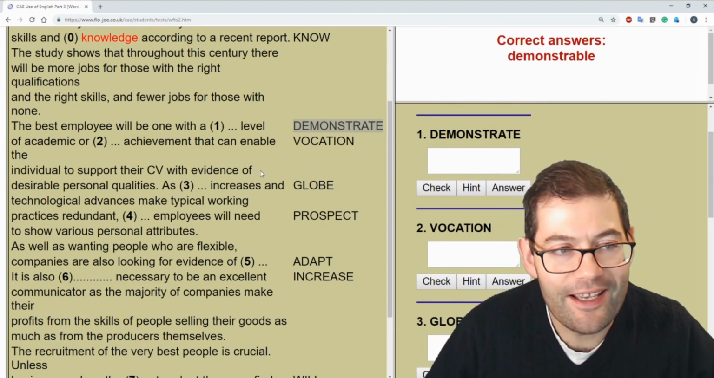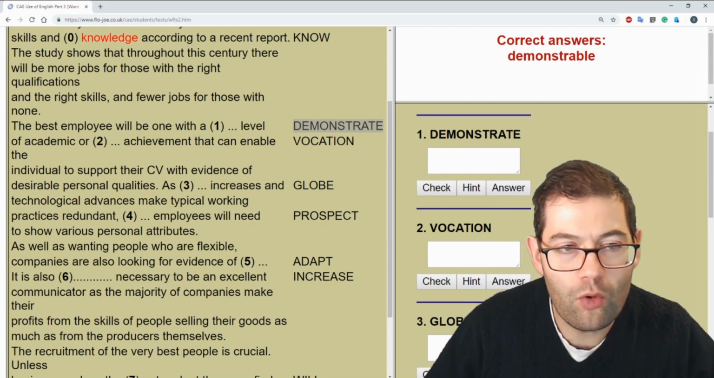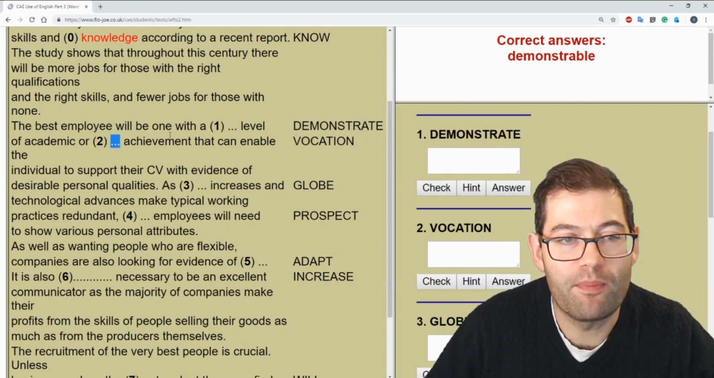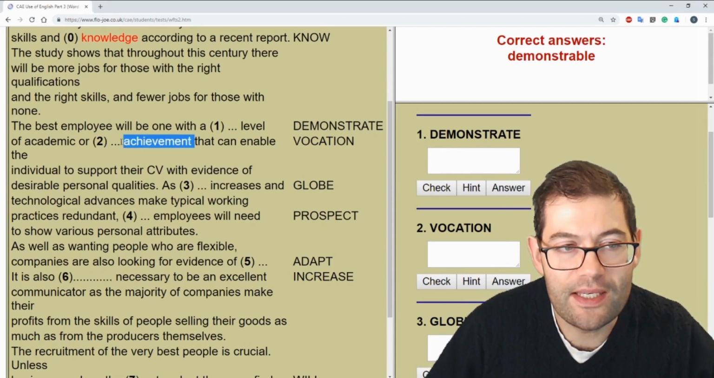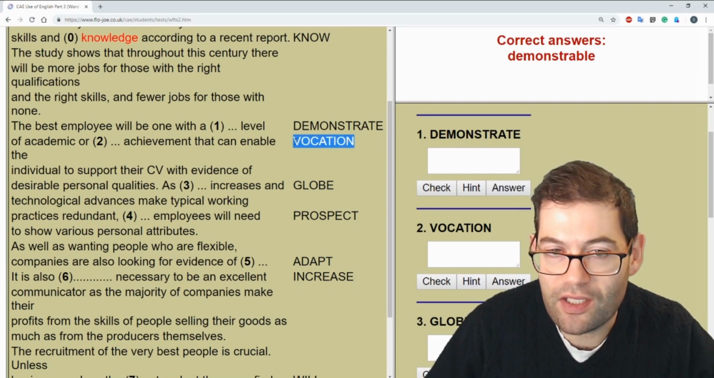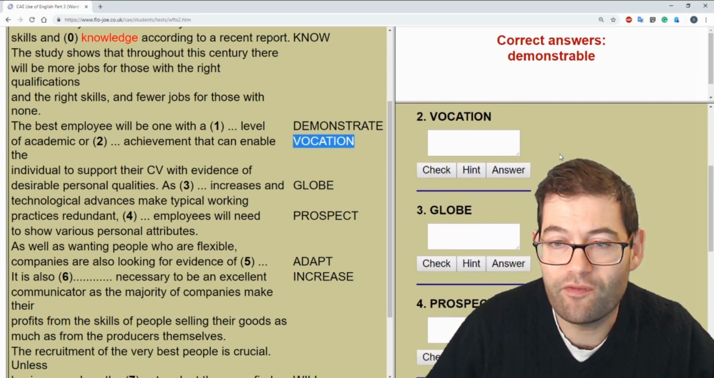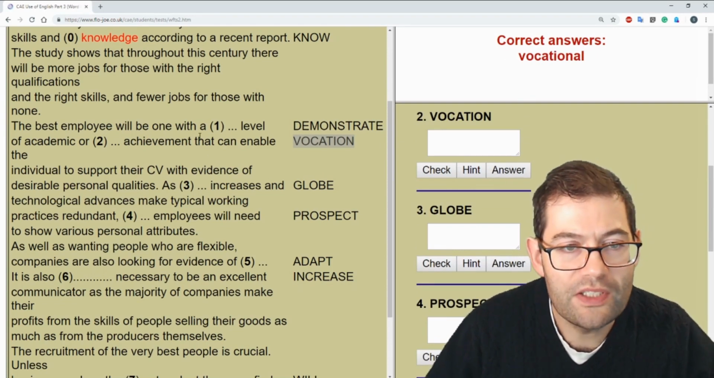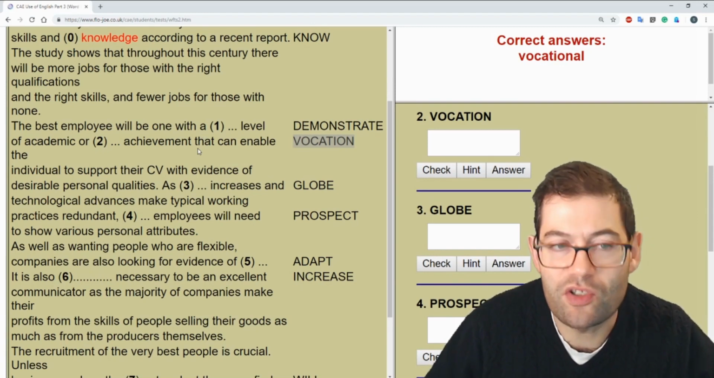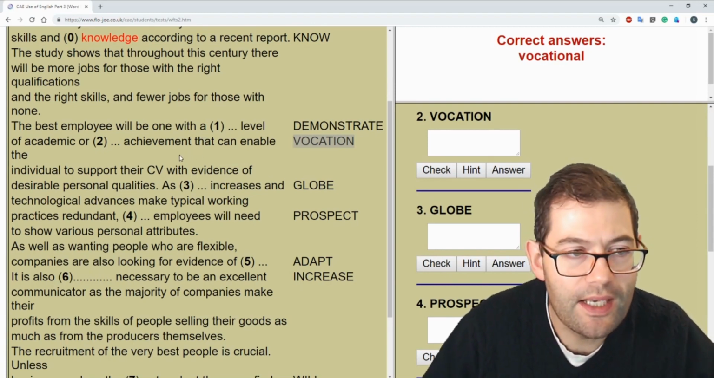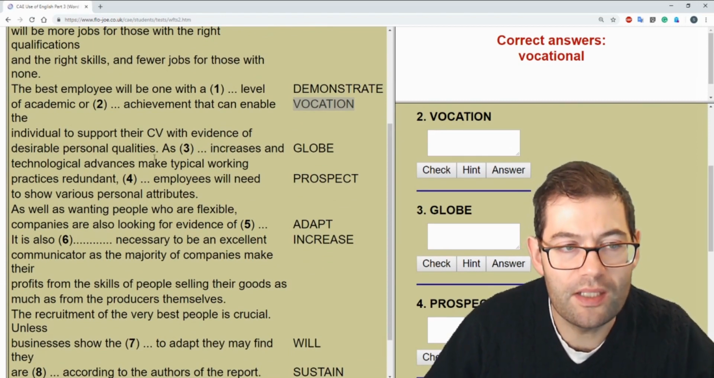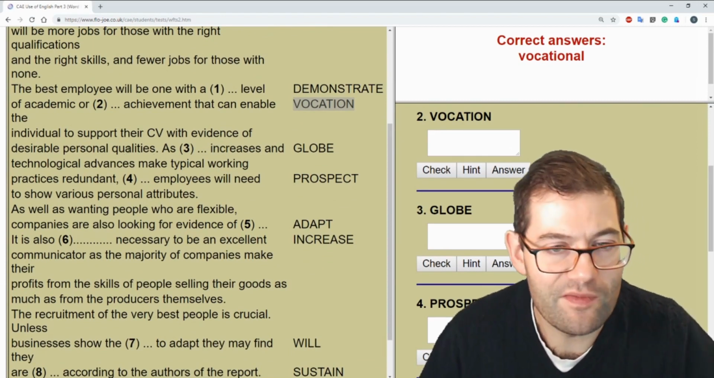Level of academic, and exactly the same thing for number 2. We've got our gap before the noun, which tells us that we need an adjective to modify this noun, and the vocation and the adjective from this noun is vocational. So demonstrable level of academic or vocational achievement. So 2 adjectives to start off the exercise that can enable the individual to support their CV with evidence of desirable personal qualities. Impressive stuff.